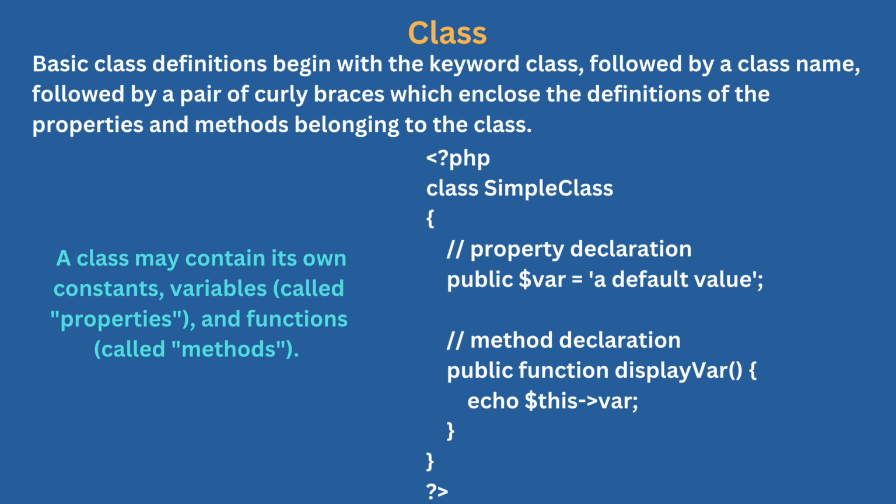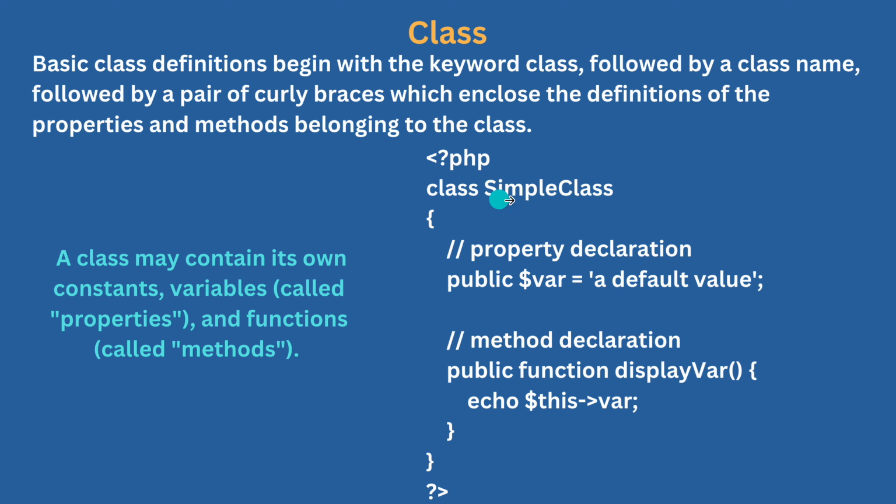A basic class definition begins with the keyword class followed by a class name. Then you write a pair of curly braces which includes the definition of the properties and methods belonging to the class. So these are the properties and this is known as a method. And in PHP, what keyword do we use to create a class? Class, and then the class name.